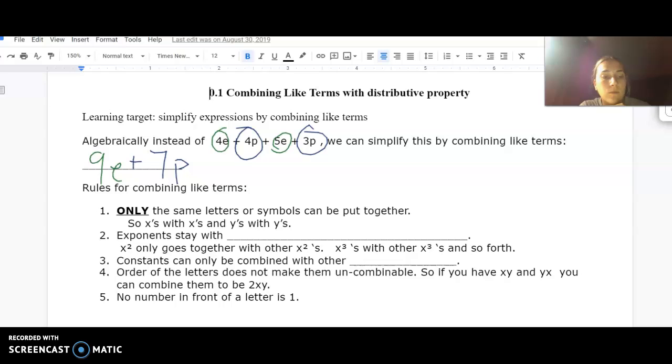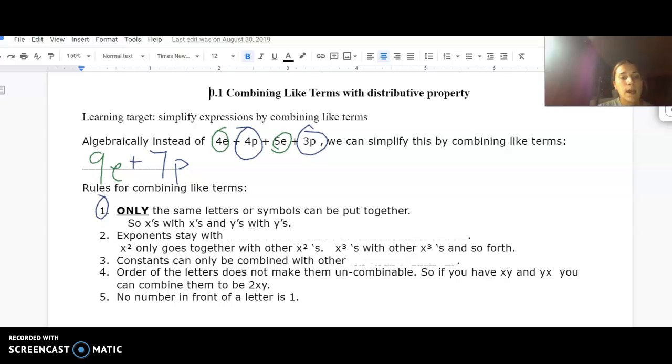Some more rules for combining like terms. Number 1, only the same letters or symbols can be put together. So only an x can be combined with an x, and a y can only be combined with a y, and so on and so forth. An a can only be combined with an a. You cannot just combine an x and a y. Okay? You have to be the same letter or symbol.